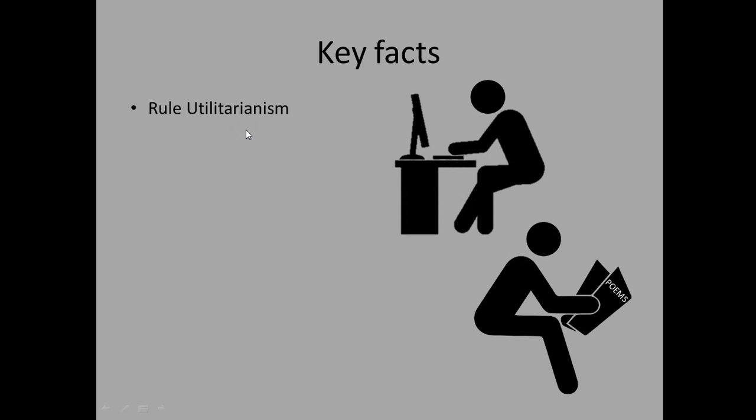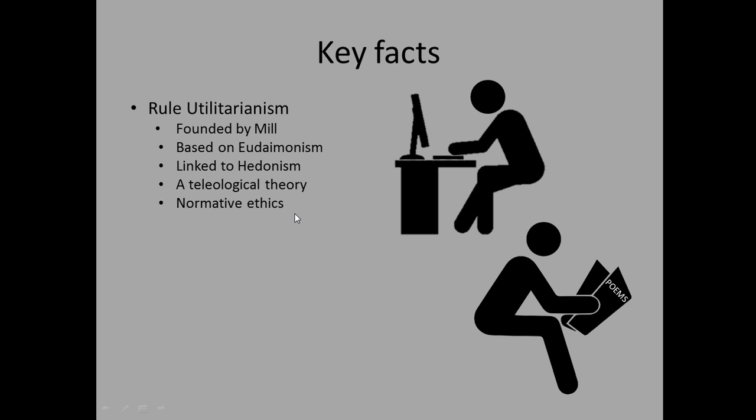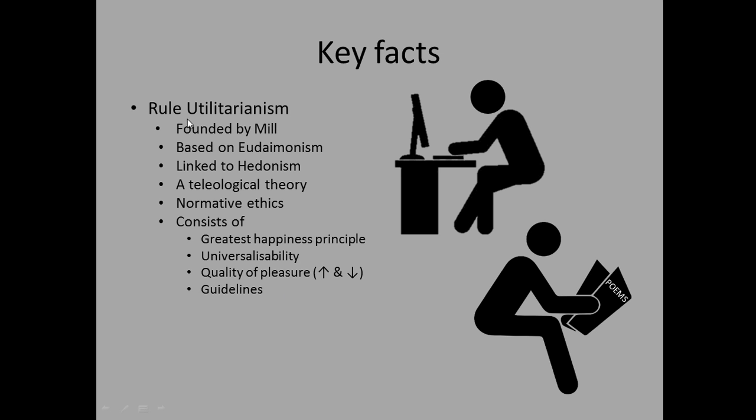So, this time it is founded by John Stuart Mill, and it's based on eudaimonism, where before it was based on hedonism, we're now basing it on eudaimonism, and it's linked to hedonism. It's a teleological theory, follows normative ethics, and it consists of, I think, four things. The greatest happiness principle, it's a mouthful, but it is spelt right, don't worry, universalizability, and the ideas of higher and lower pleasures, or the quantity of pleasures, and guidelines. It's called rule utilitarianism because there are now a few rules in play.